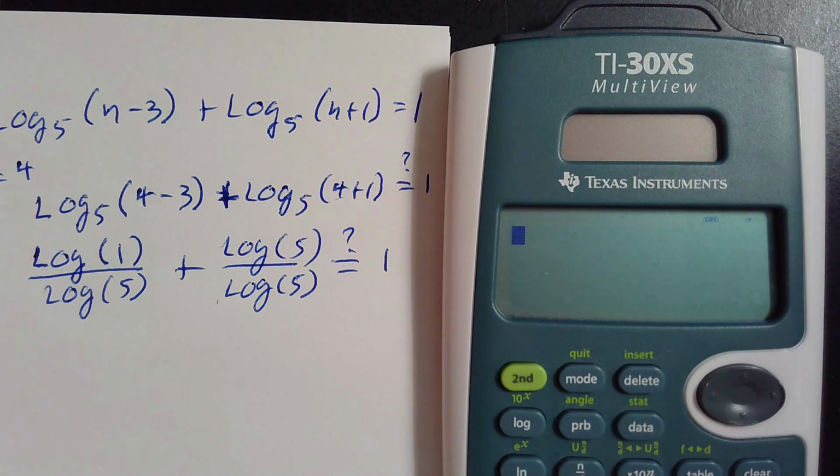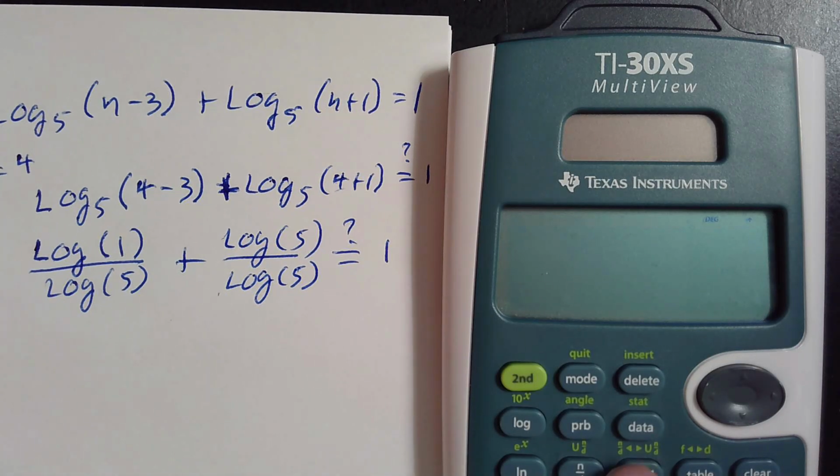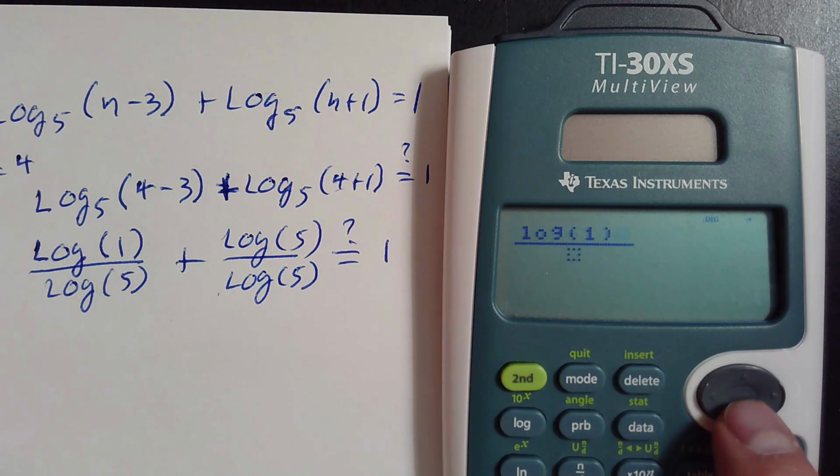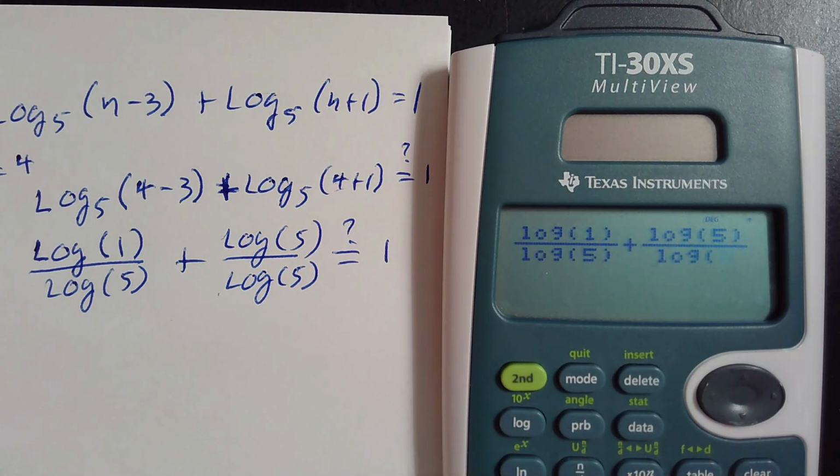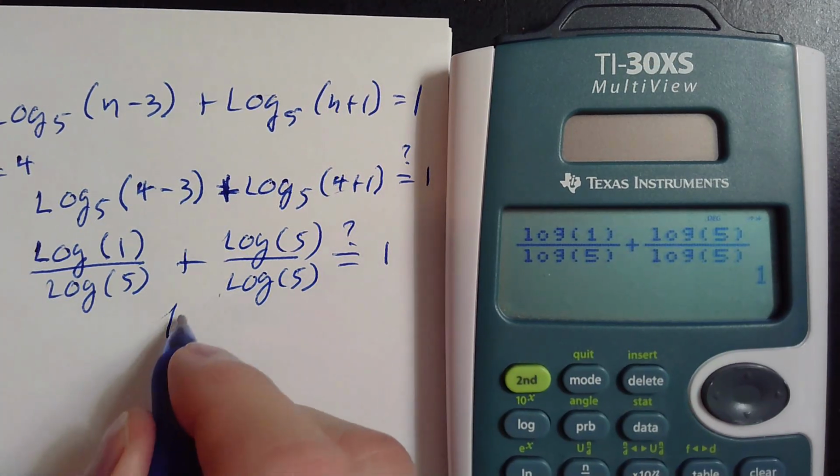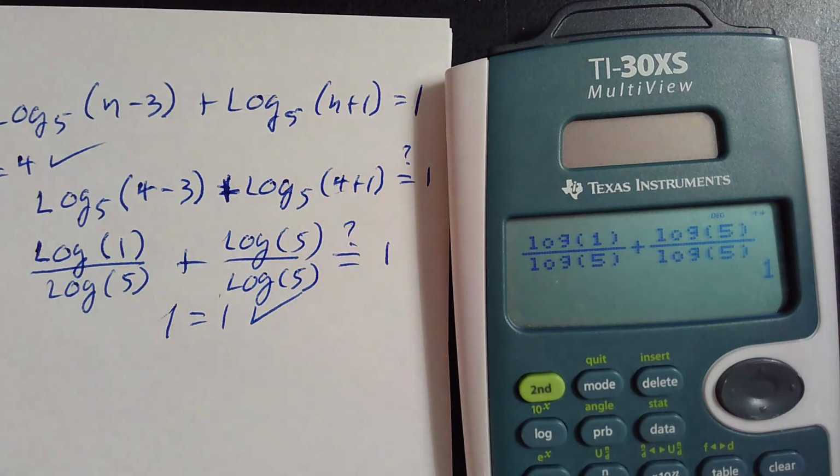So let me clear this. And I'm going to do this as a fraction. I'm going to do common log of 1 over common log of 5. Hit my right arrow key, do plus, fraction key, common log of 5, common log of 5. So if we hit enter, that does give me 1, so that answer checks. So the 4 works.